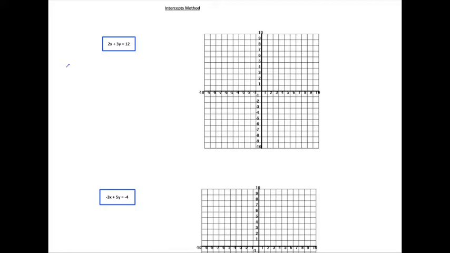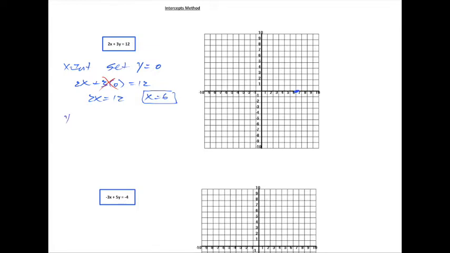So we come over here, and let's find the x-intercept, set y equal to 0. So we have 2x plus 3 times 0 equals 12. Well, 3 times 0, that just cancels itself out. And so we have 2x equals 12, and therefore x equals 6. So we come over here to x equals 6, put a point.